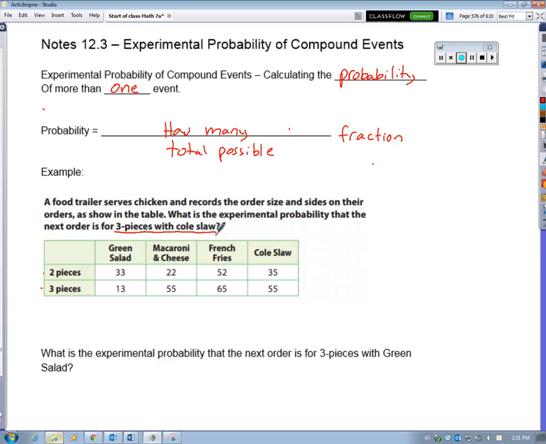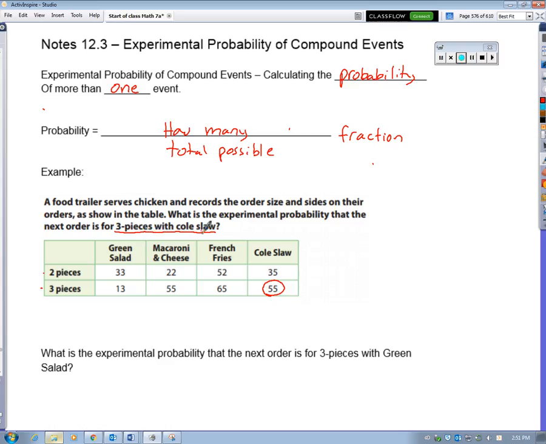Okay, so we're trying to find the experimental probability of this category right here, getting 3-piece chicken with some coleslaw. Now if it was me personally, I would want a 3-piece chicken with some fries because I like fries with chicken, but I guess some people want some coleslaw, which is fine. So we're going to calculate the probability of the 3 pieces with a coleslaw.